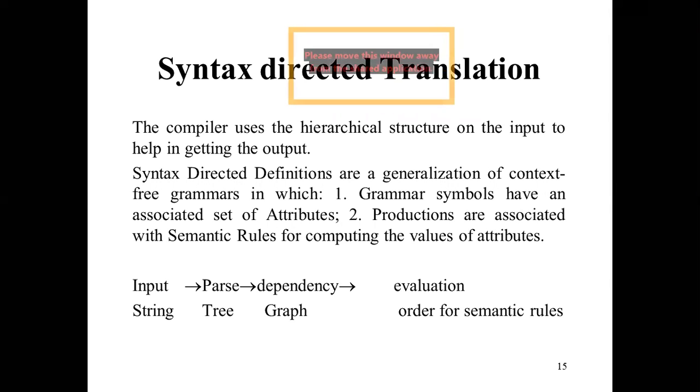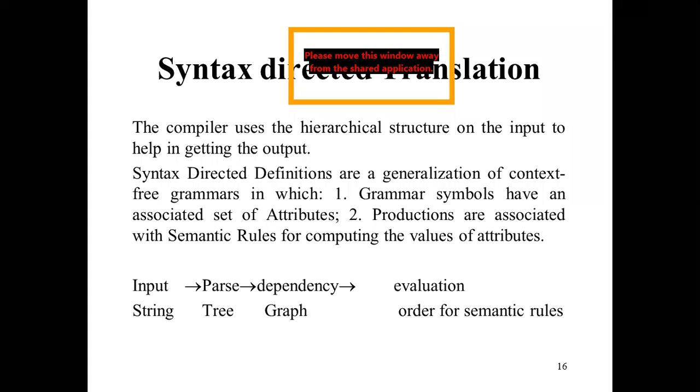Now the last topic in unit number 2 is called syntax directed translation. So what is syntax directed translation? In the compiler we use the hierarchical structure on the input to help in getting the output. There is a hierarchy provided in the structure, so we use that hierarchy on the input to get the output. This hierarchical structure helps to get the proper output. So what is syntax directed translation? There are two steps. First is called the grammar symbols.